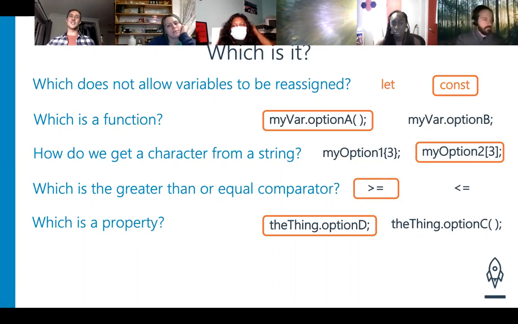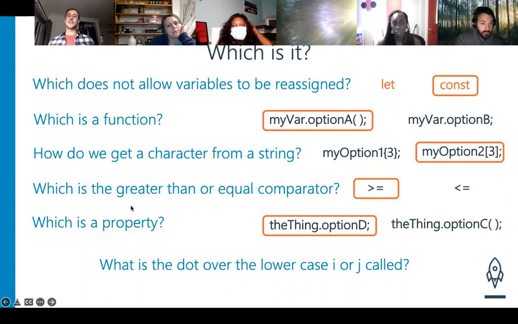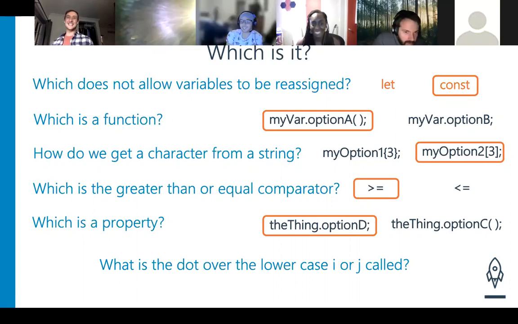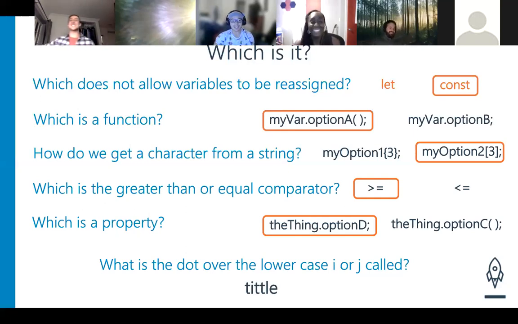Ready for the toughest question of the day? What is the dot over the lowercase I or J in the English language called? Oh wait. This is not a coding question, but I love that question back. What is it? Very good. It is the tilde. Absolutely. Very good. We got some smarty pants in here.